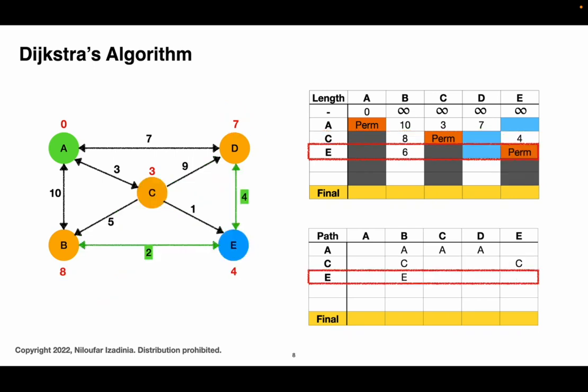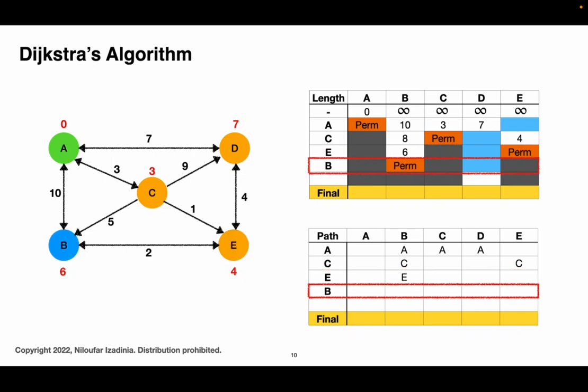And in the next step, we make E permanent because it has the smallest label, and we do the same thing. And in the next step, we make B permanent because it has the smallest label so far from the ones that are not permanent yet, which is B and D. It has the smallest number, right? So we make that permanent.